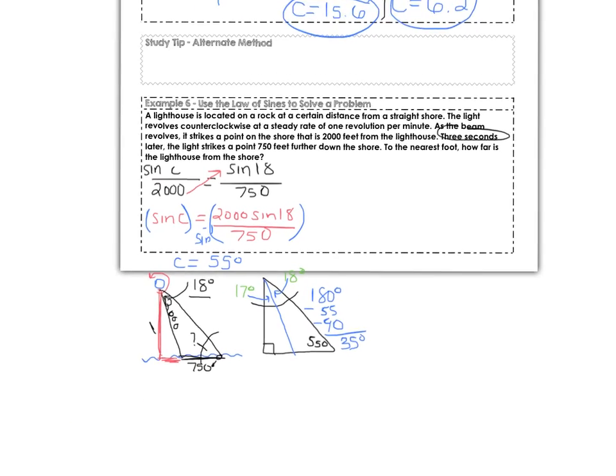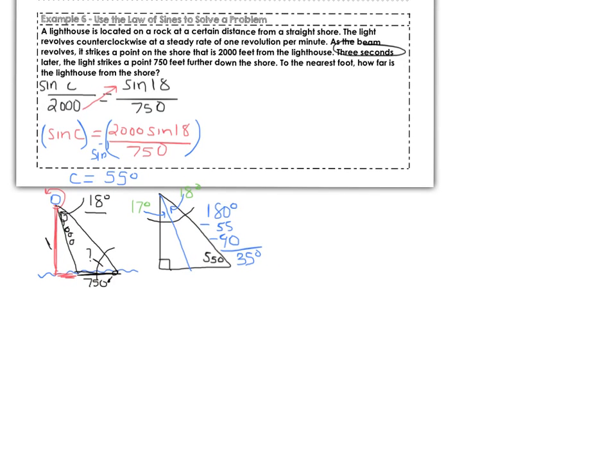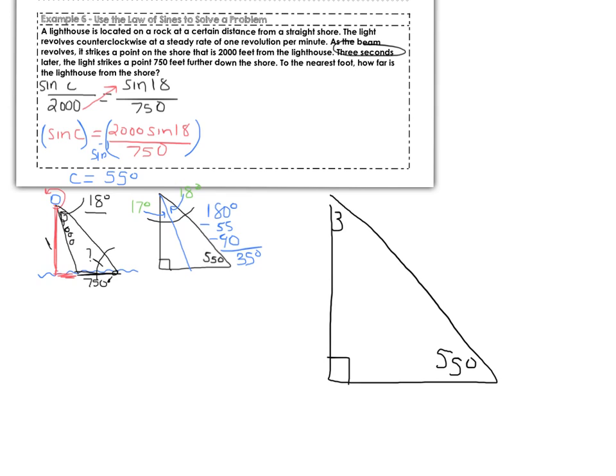Notice that I'm just continuously redrawing my triangle. After I find pieces of information, I'm just redrawing it, okay? So let's draw it one more time then. Okay, here's my big right triangle. We now have this little angle in here is 55 degrees. This one in here is 35 degrees. And then we cut it. And we got this is 2,000. And this is 750. Okay?